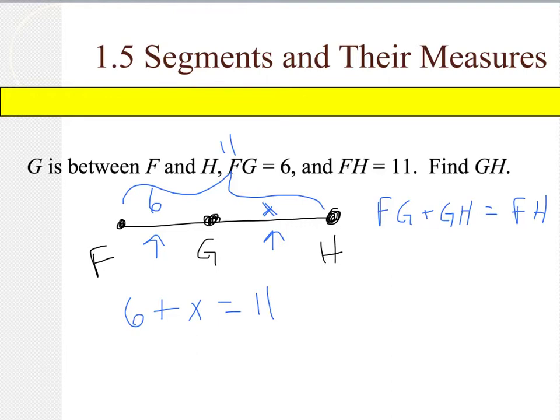And when we do this, we're going to subtract 6 on each side. We know that 11 minus 6 is 5. So GH is equal to 5. Set it up as an equation and solve. All right, moving on.